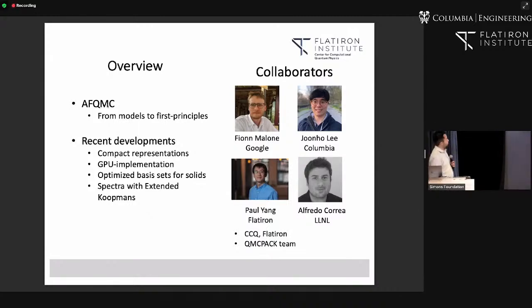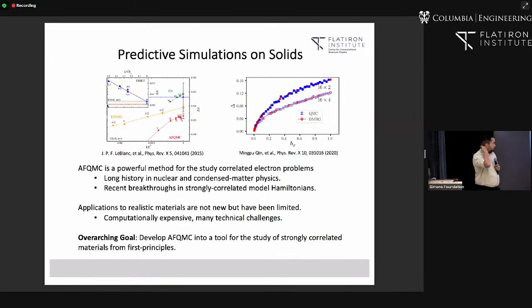Okay, so as some of you might know, auxiliary field is a very powerful method for correlated electron problems. It has been shown over the last few years, especially thanks to the work of the Simons collaboration, colleagues at CCQ and many other places, that when looking at highly correlated model Hamiltonians like the Hubbard model and systems with exotic low temperature physics, it's actually quite accurate.